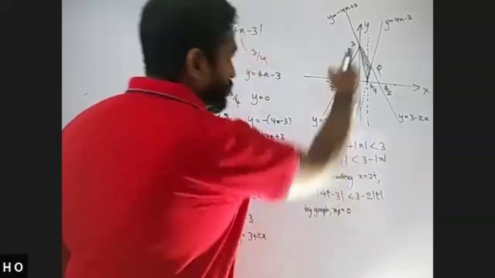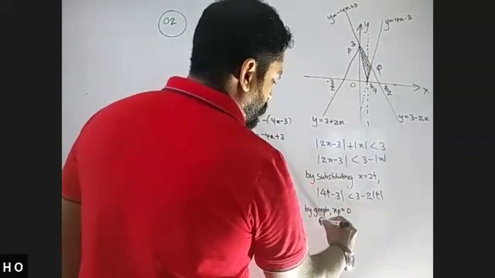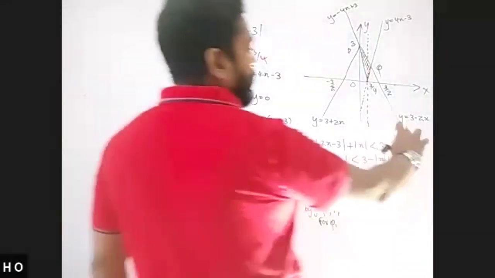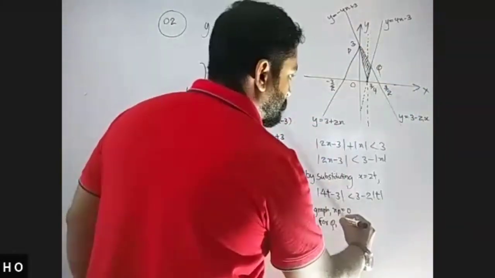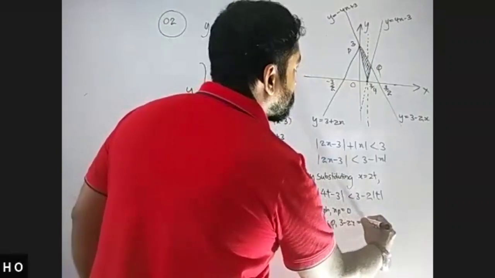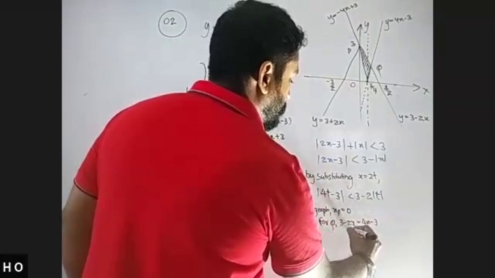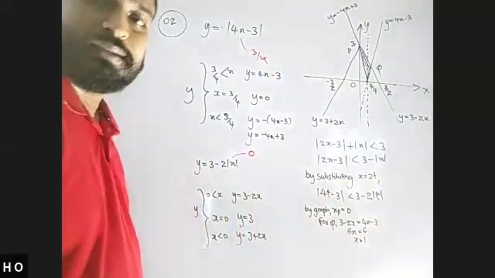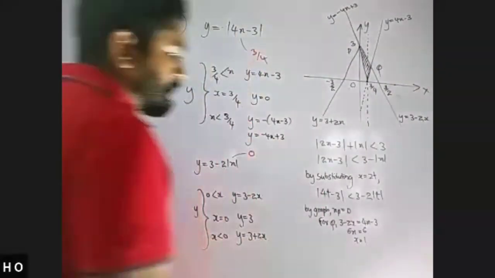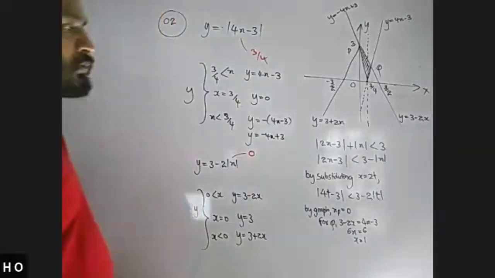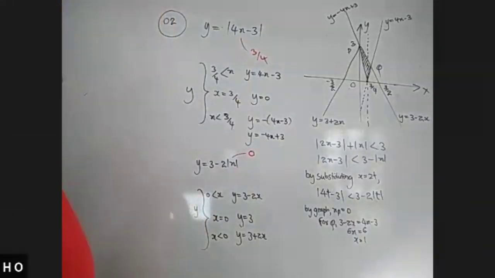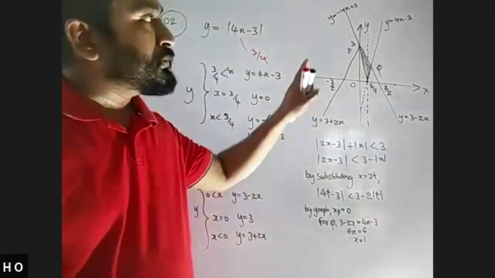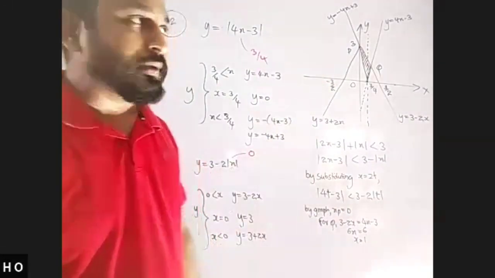By the graph, x at P is 0. Now for Q, what you need to do is solve these two graphs simultaneously: y equals 3 minus 2x, y equals 4x minus 3. Make them equal: 3 minus 2x equals 4x minus 3. So 6x is going to be 6, so x is going to be 1. So by using our graph, we are going to solve accordingly.